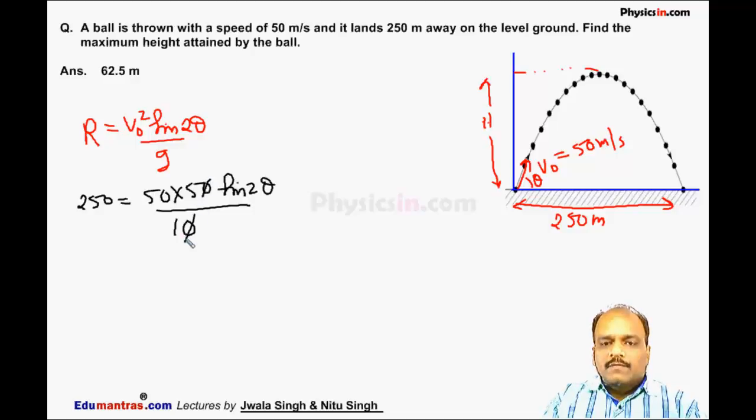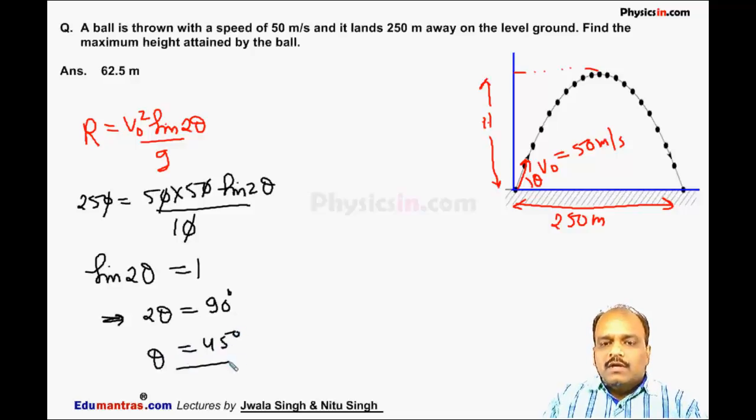So this 0 0 will vanish, and we get sine 2 theta as 1, which implies that 2 theta is sine inverse 1, meaning sine 90, so 2 theta is 90 degree or theta is 45 degree. So the angle of projection in this situation is 45 degree.